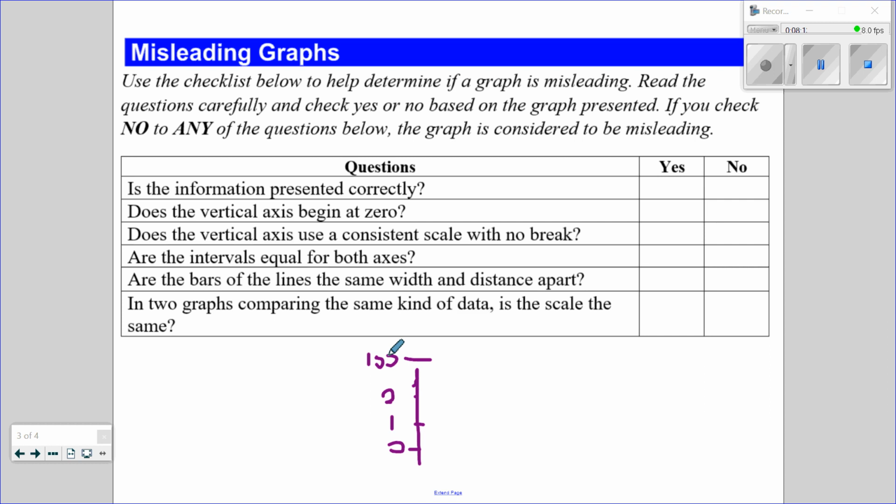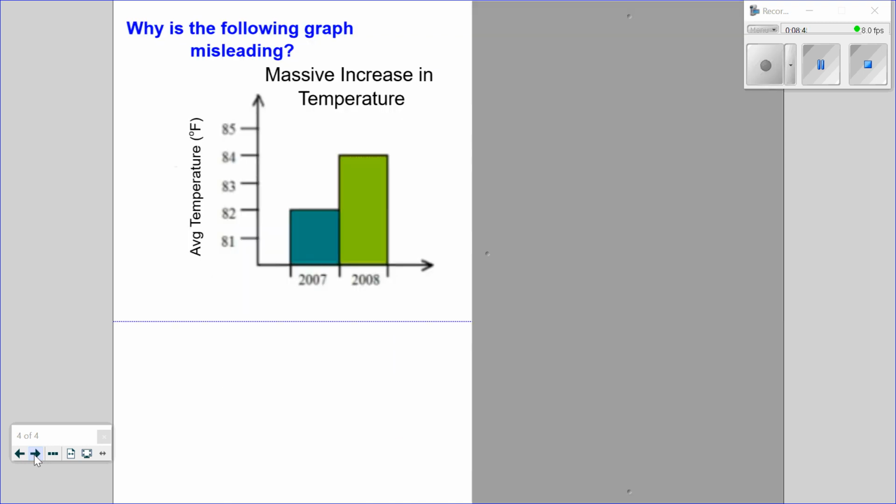Also, are the intervals equal for both axes? Again, did you count up by a consistent scale? Did you space it the same? You can't skip 1 box, skip 2 boxes, skip 3 boxes. Everything has to be equal. Are the bars or the lines the same width and distance apart? And then finally, in 2 graphs comparing the same kind of data, is the scale the same? So I talked a lot about that. We're going to look at an example.